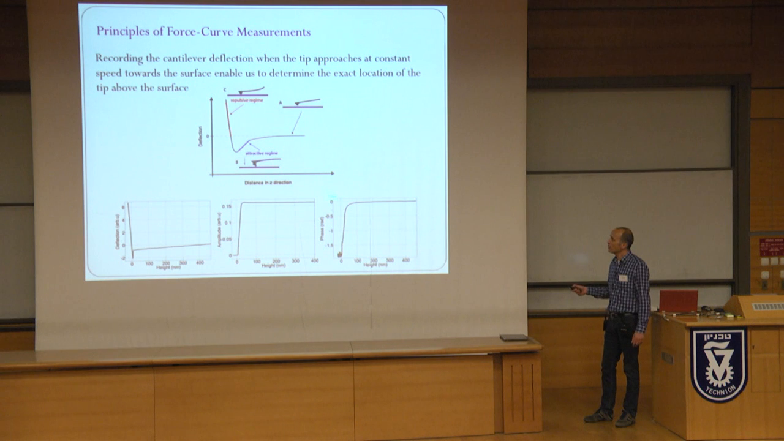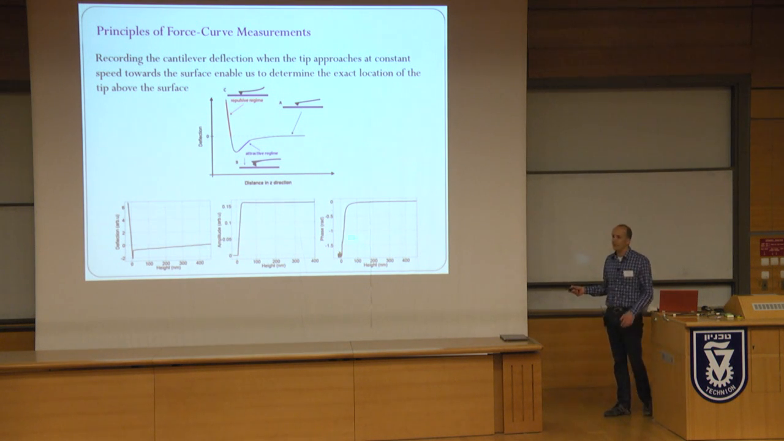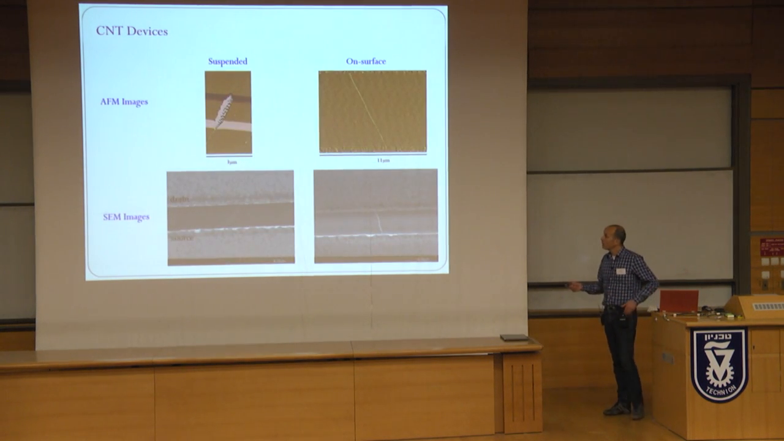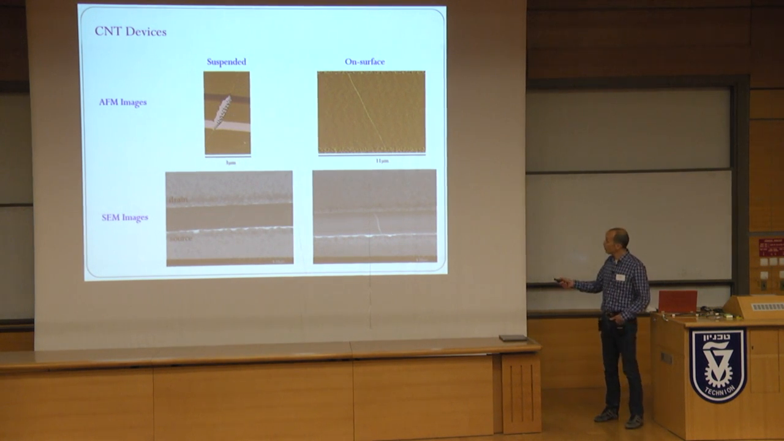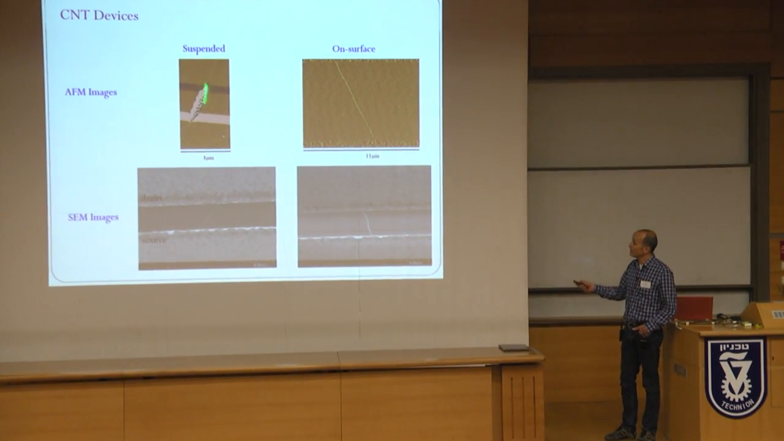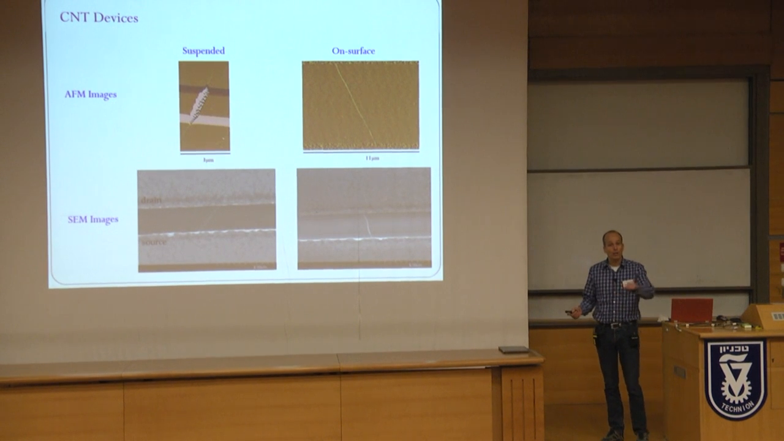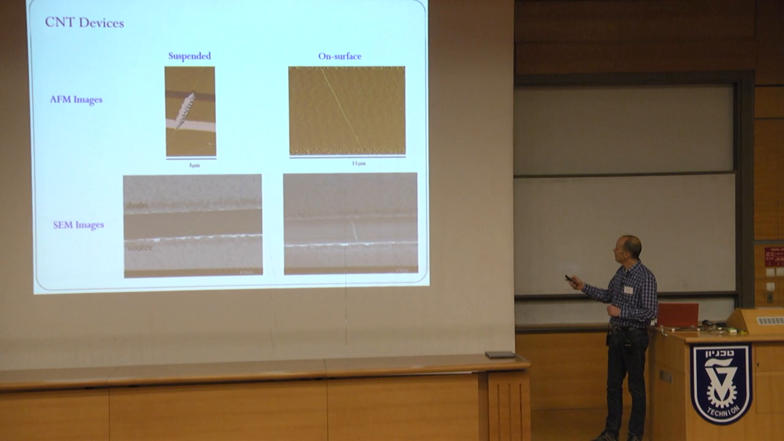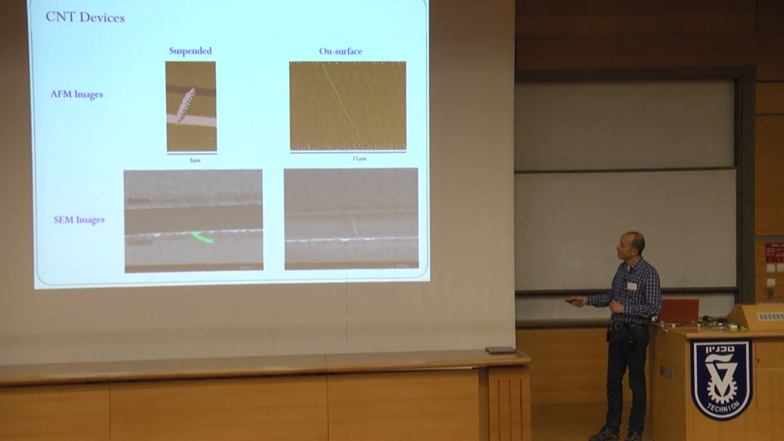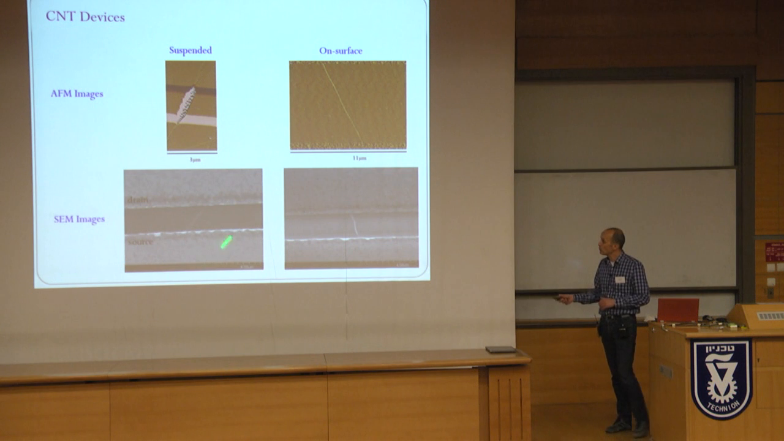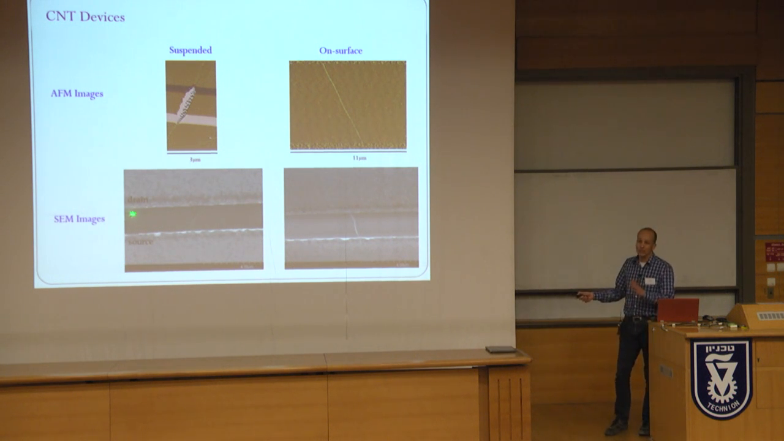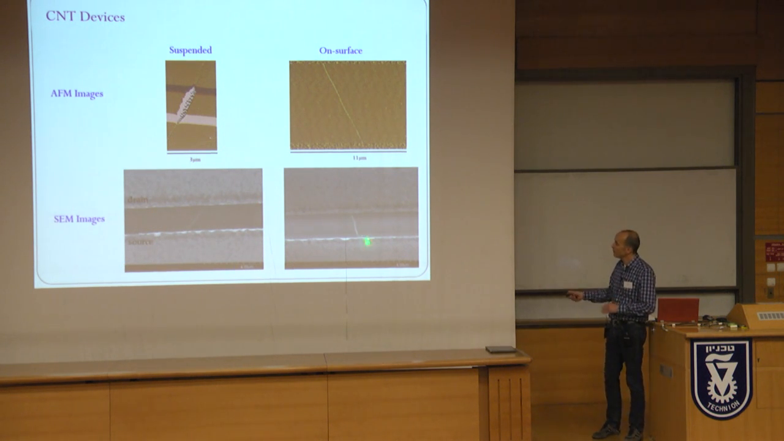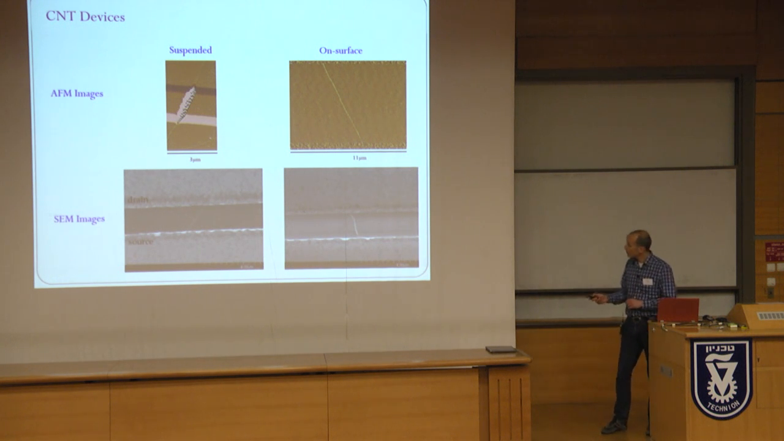This is the deflection as a function of distance. You approach, and you go up. You can measure the deflection, the amplitude, and the phase. Here, for example, everything is made here in the Technion. This, for example, is our carbon nanotube. This is a suspended carbon nanotube AFM image. When you come in with AFM, it moves a little bit. This is why you see it's a little bit hazy. This is a carbon nanotube on surface. This is the same kind of image, a different nanotube of course, but you can see when it's suspended, it's very hard to see. When it's on the surface, you see this bright image.